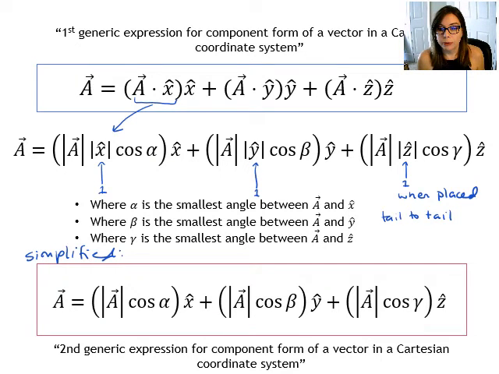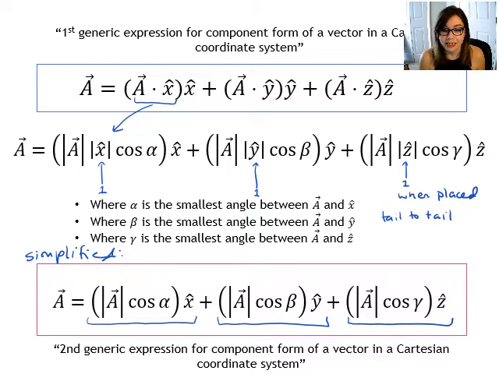That it's just the norm of A cosine alpha times x hat. So this is again the vector component: the scalar component times the unit vector, plus the norm of A times cosine beta y hat. So here's another vector component. And then norm of A cosine gamma z hat. Here's the vector component in the z direction.